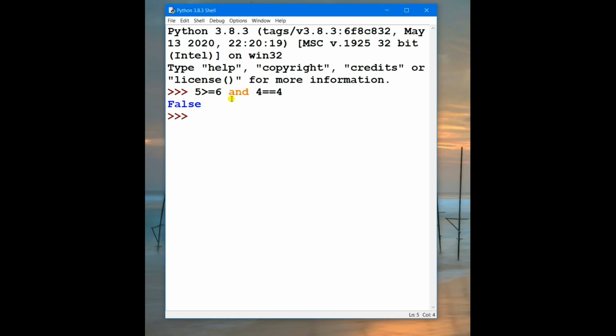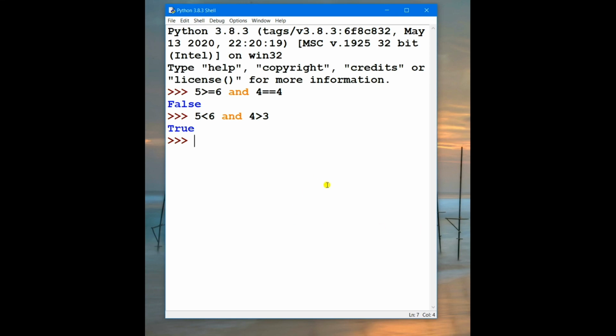Alright, so let's try another example. 5 less than 6, and 4 greater than 3. Obviously 4 is greater than 3 and 5 is less than 6, so both conditions are true. Now we will get the result true. So this is the only case when we get the result true.